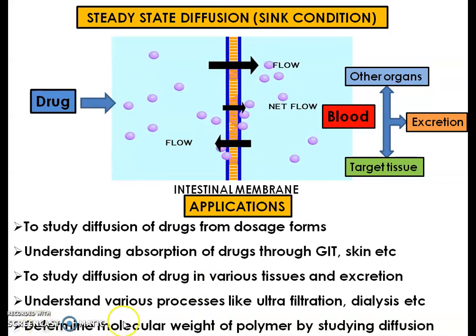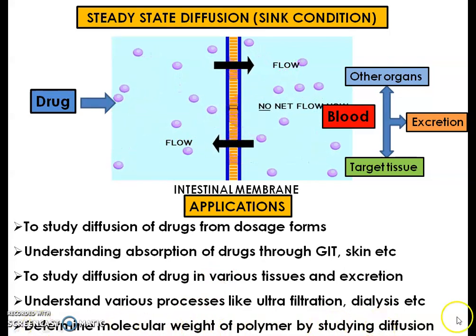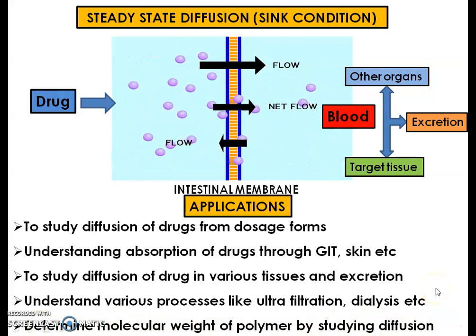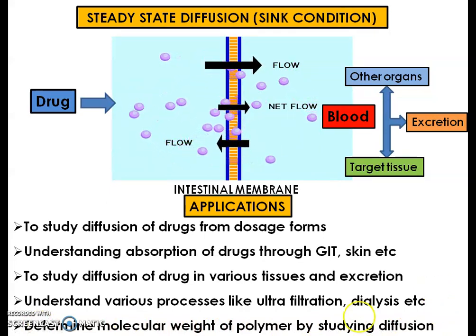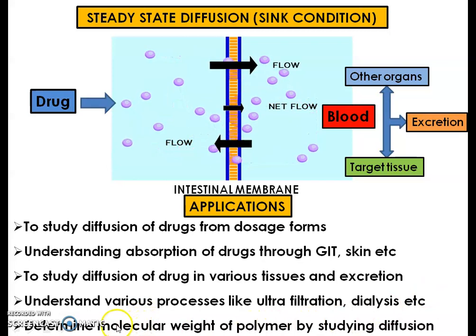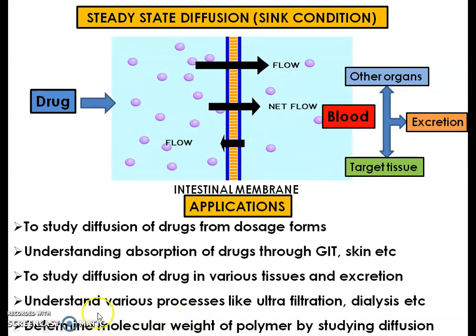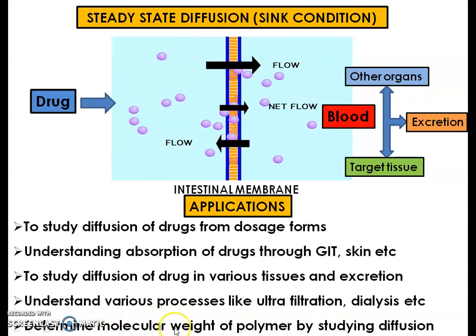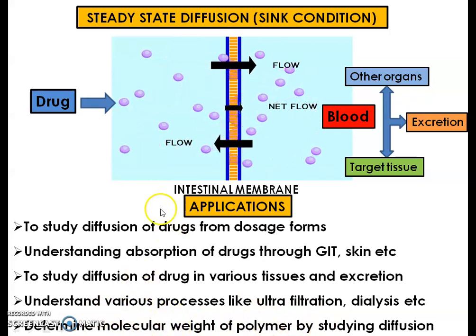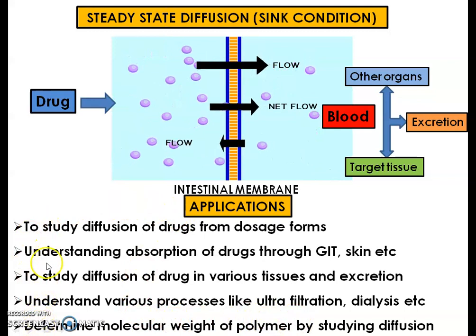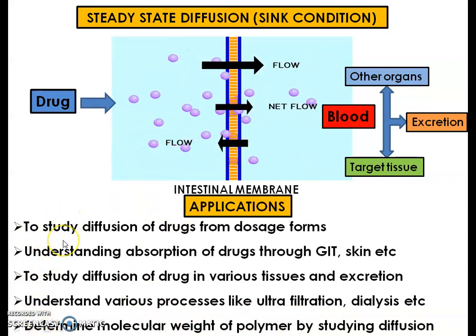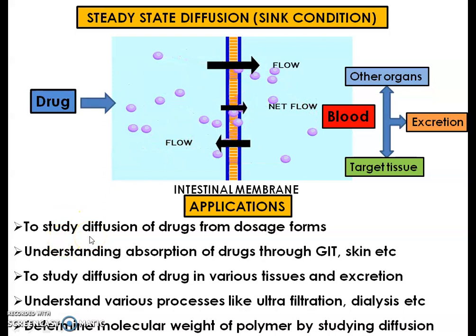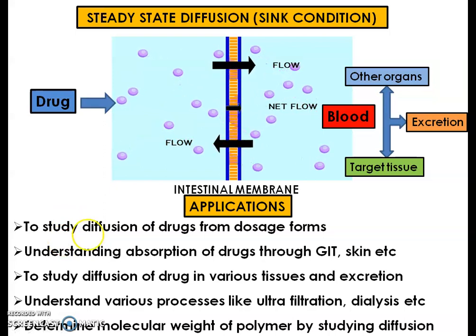And one more, determining molecular weight of a polymer by studying diffusion. As we have seen, the higher the molecular weight, the lesser the diffusion rate. So we can determine the diffusion rate, and from that diffusion rate we can say how much the molecular weight of that polymer will be. So these are the applications for which we can utilize the knowledge of diffusion in pharmacy.